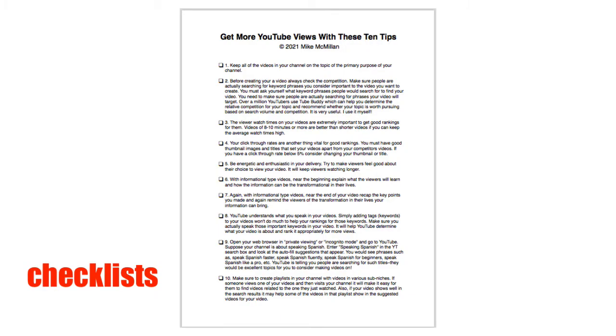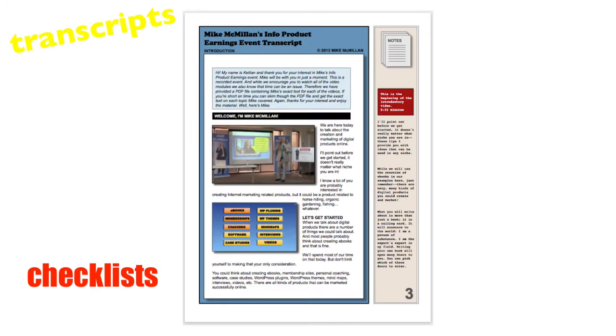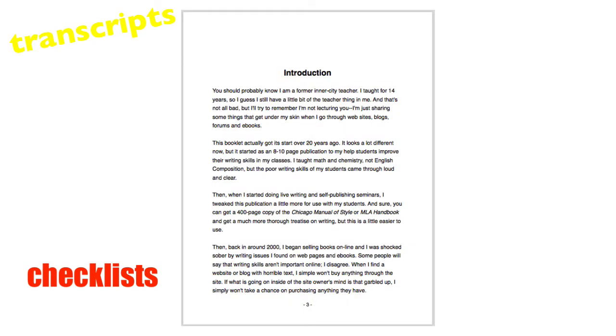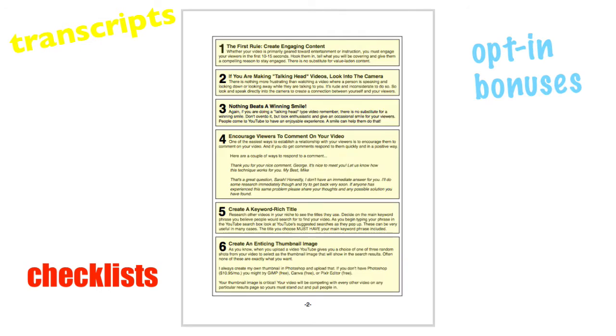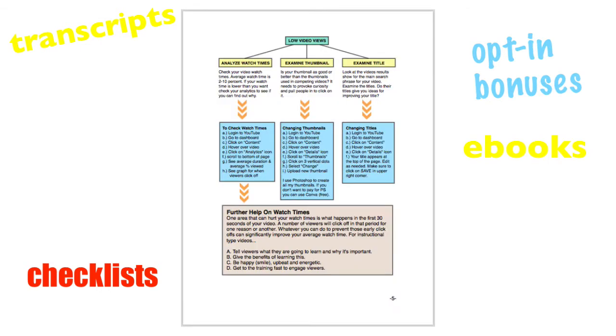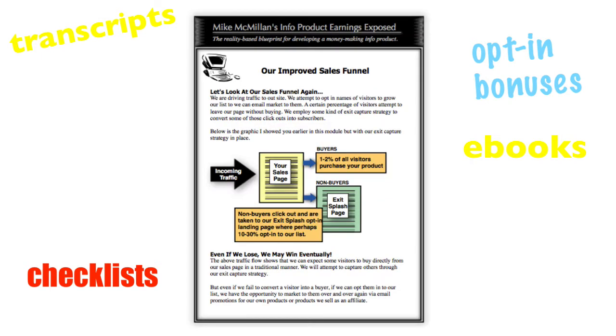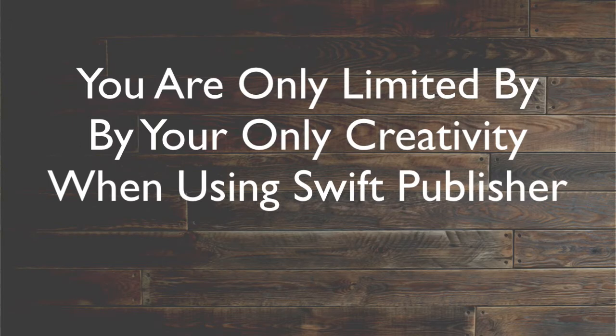I have created checklists like this, transcripts from live events that I've done, simple reports that I've either sold or given away, opt-in bonuses to grow my email list, ebooks, traditional ebooks, some of which I give away, some of which I sell. On top of that, I have a lot of PDF files that I've created with Swift Publisher that I've put inside of membership sites that I've created. And you're only limited by your own creativity in terms of what you can create with the software.